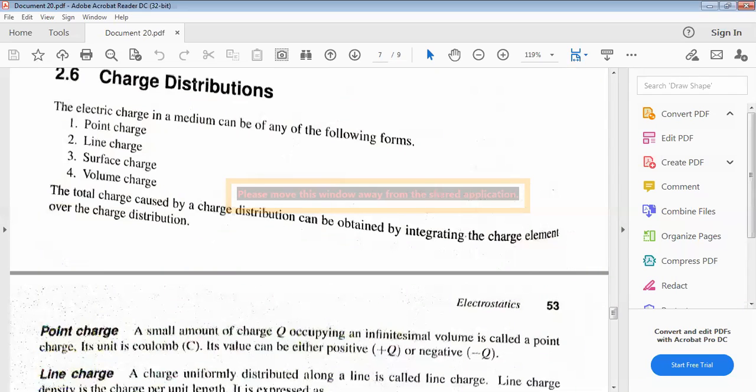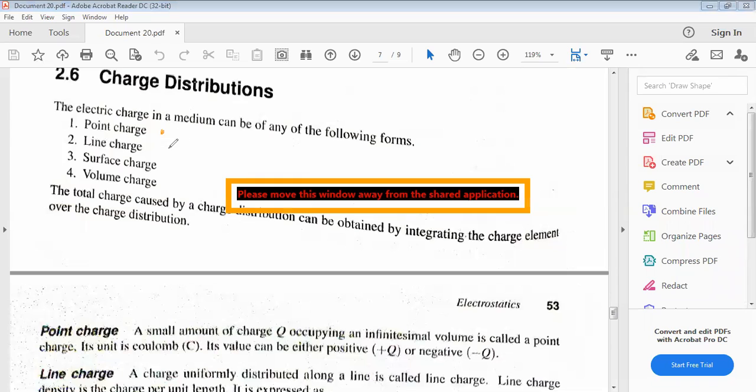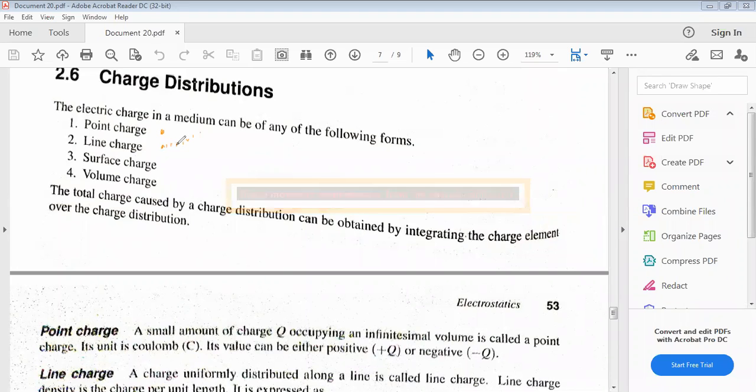This is also very systematic. A point charge means a single point. A line charge means an integration of point charges. These are all point charges.